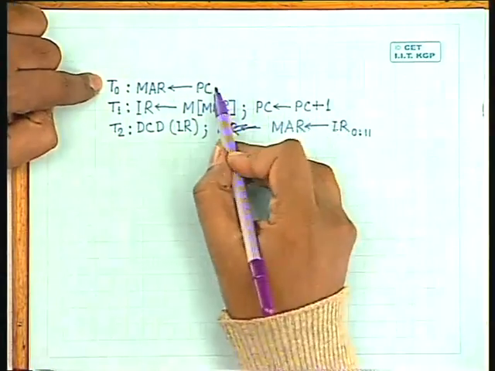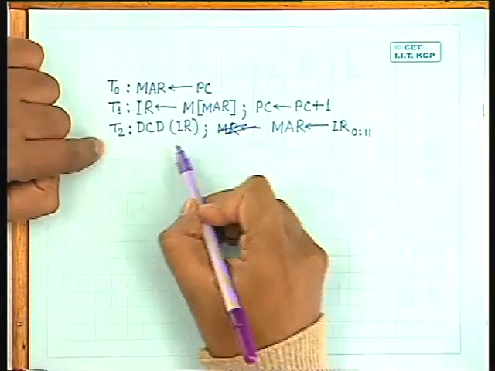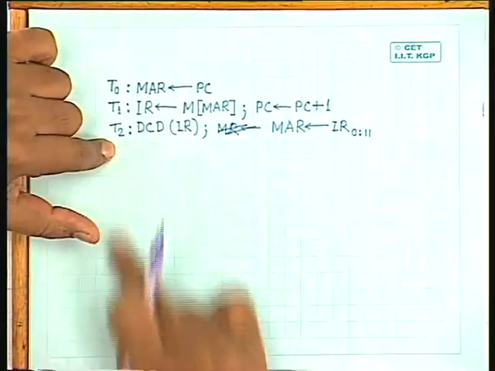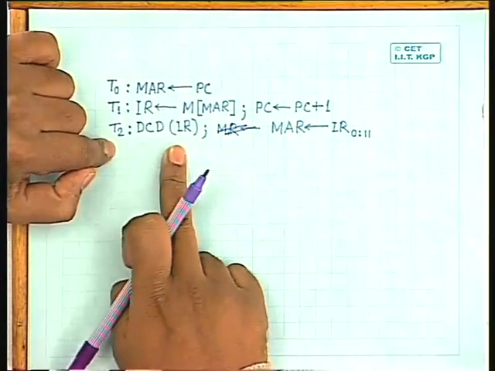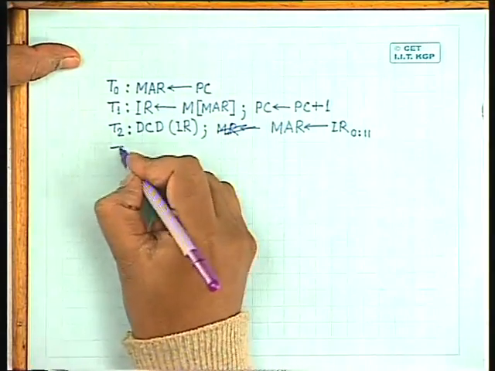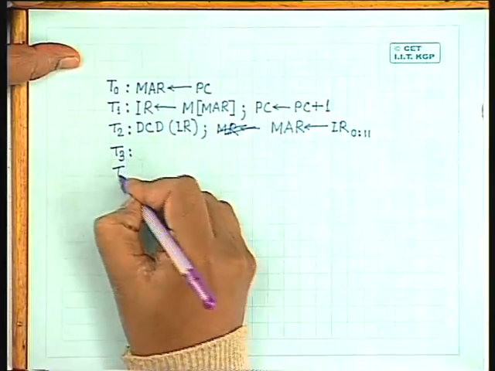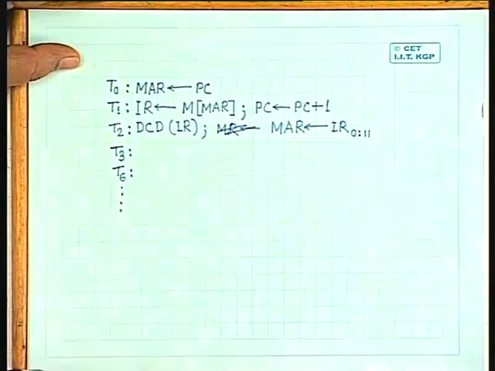During T0, the operation is specific. During T1, the operation is specific. During T2, the operation is also specific. T3 onwards, the operations will be dictated by the decoder output. Okay? And how many such states will be needed for execution of a particular instruction depends upon the instruction that you are going to execute. So like this.